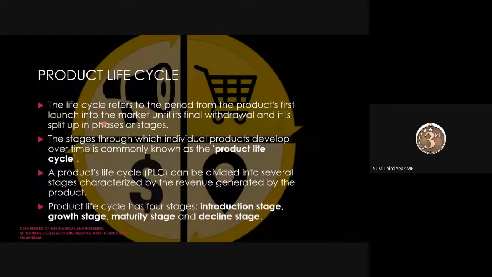Next comes the important topic that will also be asked, that is the product life cycle. The period during which a product goes from the development stage to the point where it declines in the market is known as the product life cycle, and we have already termed it as four stages. The four stages are: first is the introduction stage, growth stage, maturity stage, and the last, final one, decline stage.